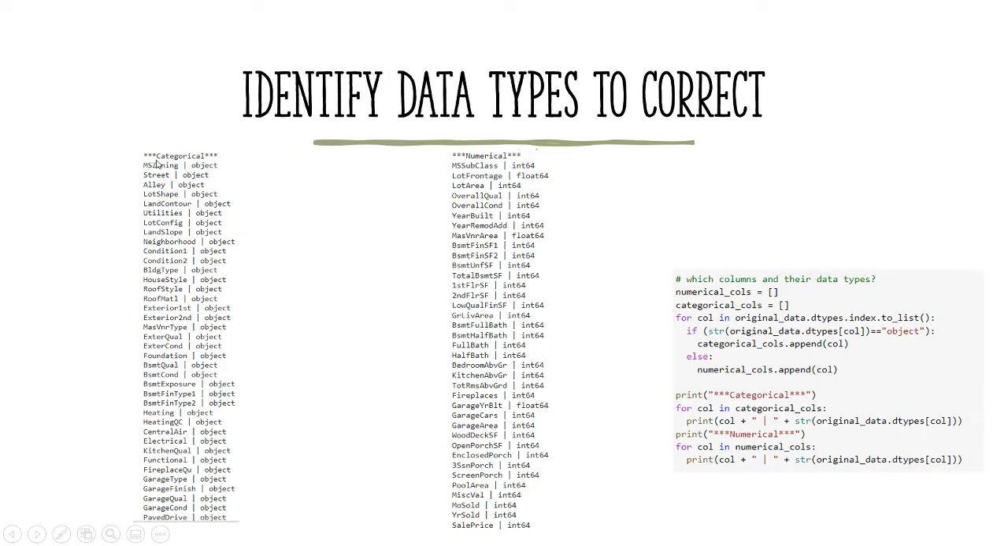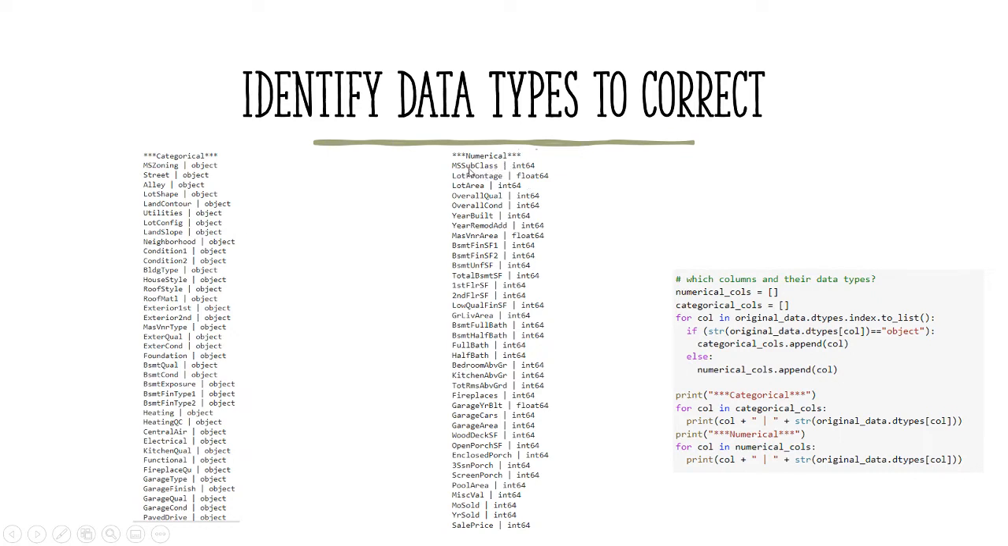As you can see, the zone, the street, the alley, the lot shape, the land contour, the utilities, the lot configuration, the land slope, the neighborhood, the condition, they all are now strings, thus they are of type object, and they are categorical data. And over here is the numerical data.